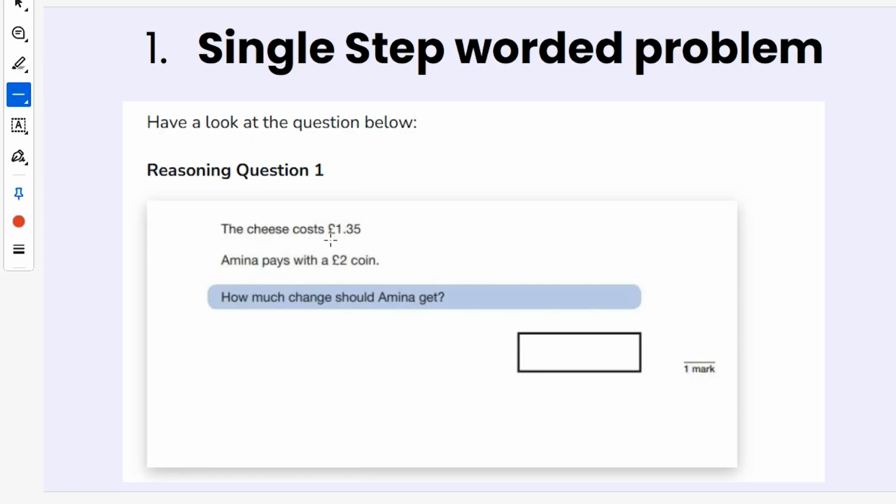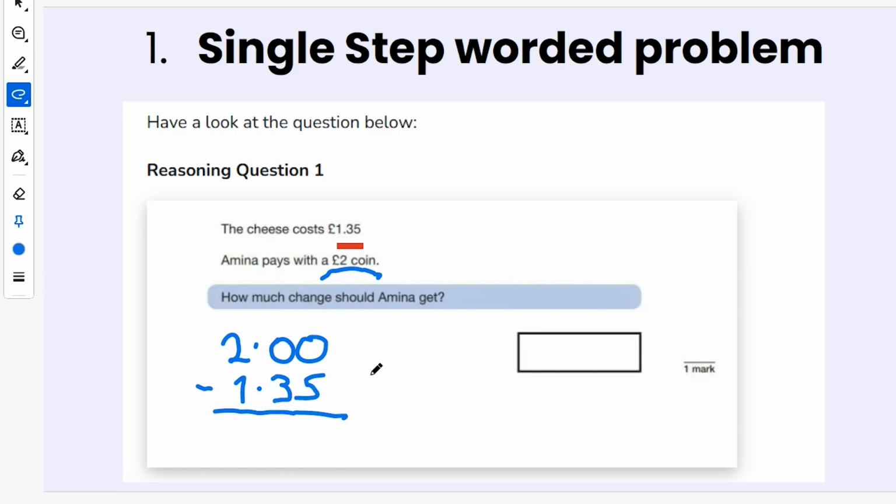The cheese costs £1.35. Amina pays with a £2 coin. How much change does Amina get? So we know that she has £2. We're going to write that down first. And we know that she pays £1.35 for cheese. So what we actually need to do here is a simple subtraction to work out and calculate how much change that Amina gets.